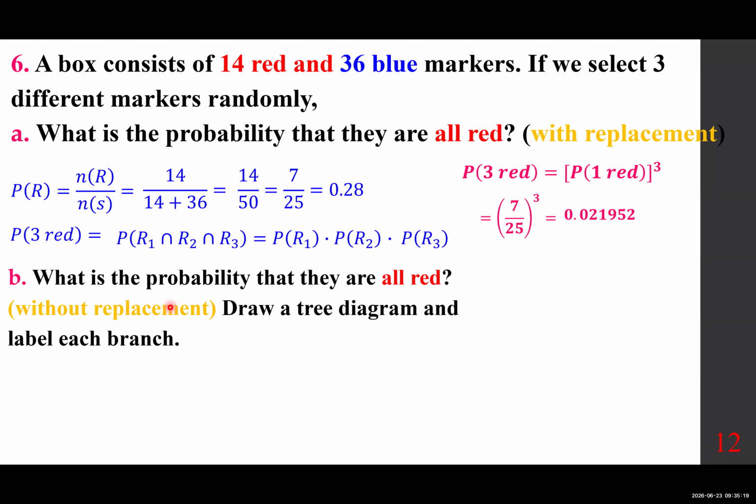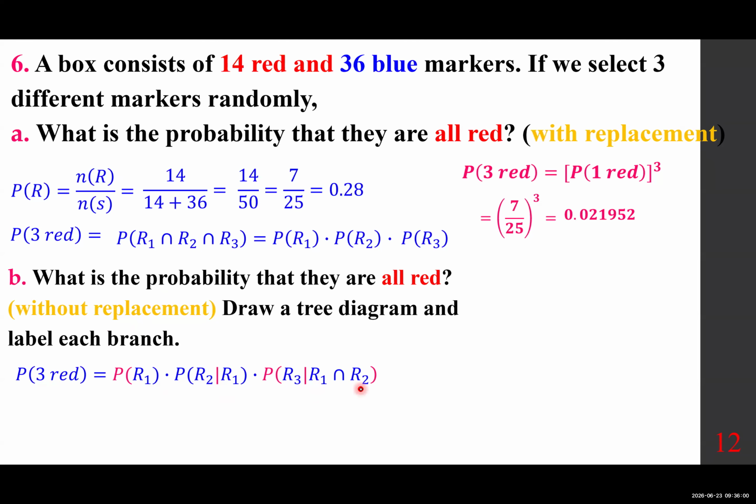What is the probability that they are all red without replacement? Draw a tree diagram and label each branch. First and foremost, even if they don't say that, if there's only one part, it's always without replacement, everybody. You don't pick up a marker, put it back, and pick another one. That is with replacement, which means put it back and pick another one. That's not going to happen. That's not normal. So if the question has one part and it doesn't mention with or without, that means without. That's important to understand. If you have 3 red, it's probability of R1 times probability of R2 given R1 times probability of R3 given R1 intersection R2. That's the notation if you want to write that.